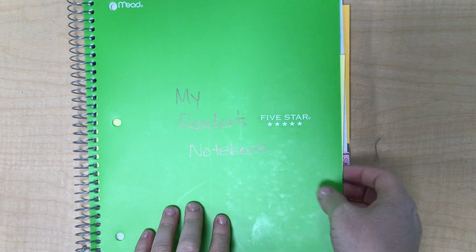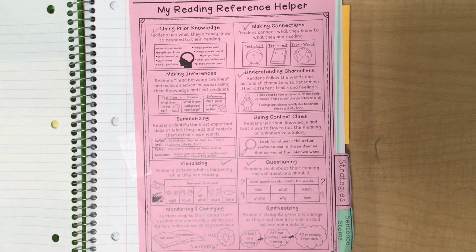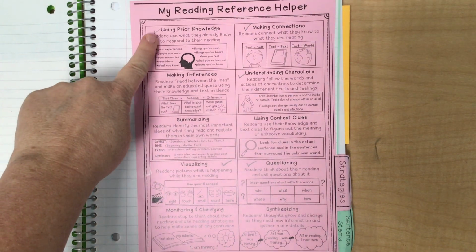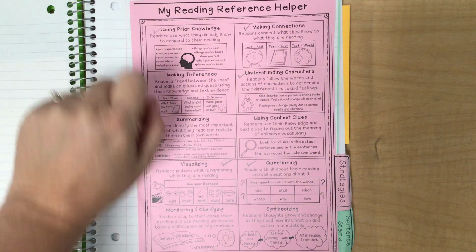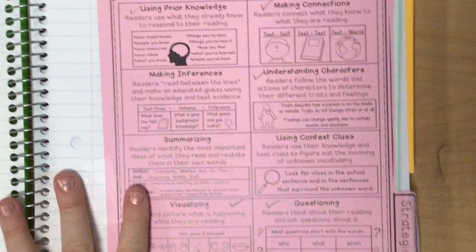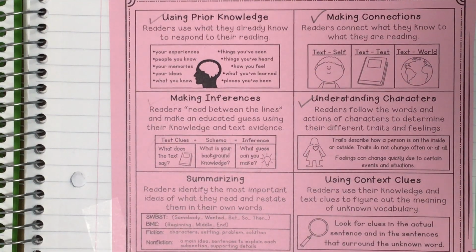Okay, so let me go to our strategies tab. It's the pink one. Last time we did Reader's Workshop, we looked at using prior knowledge. And today, readers, I want to teach you about how readers can make inferences. So find them making inferences. Readers read between the lines and make an educated guess using their knowledge and text evidence.